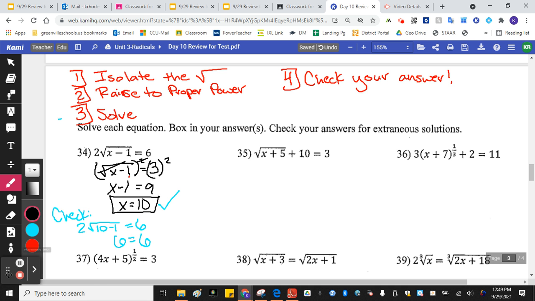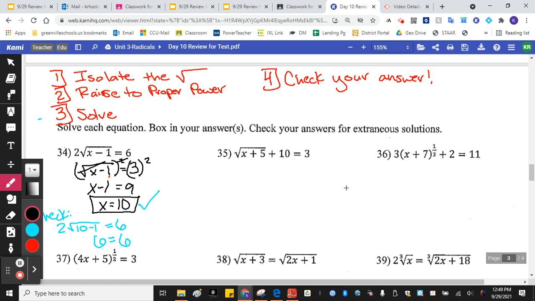So, how'd you get credit on the test? All right. 35, because that's odd. Isolate your square root.